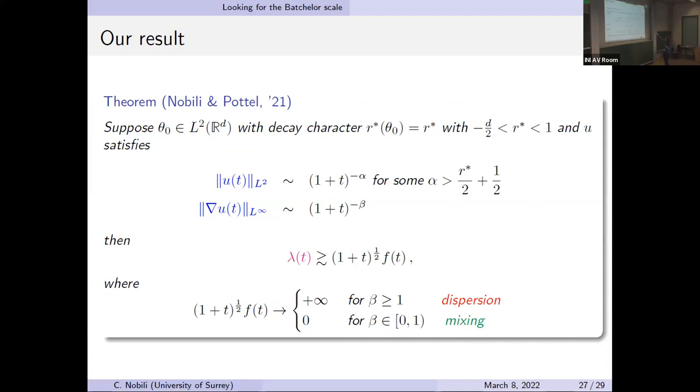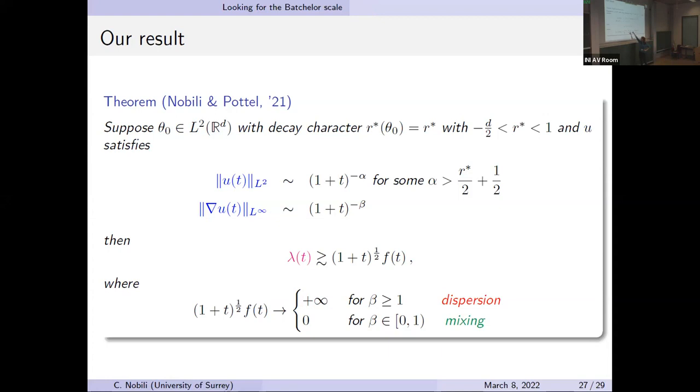And we found exactly that if u in L2 decays like this function, 1 plus t to the minus alpha for some alpha, and the grad of u in L infinity decays like 1 plus t to the minus beta, then the quotient is bounded by 1 plus t to the 1/2 times f of t. I don't want to tell you what f of t is. It doesn't really matter. The important thing is 1 plus t to the 1/2.